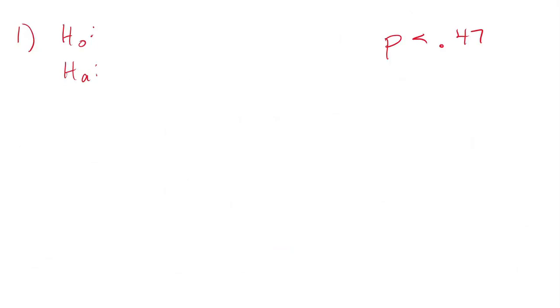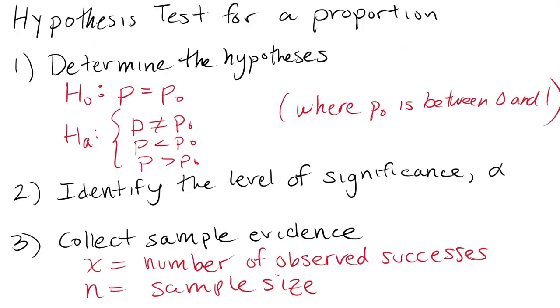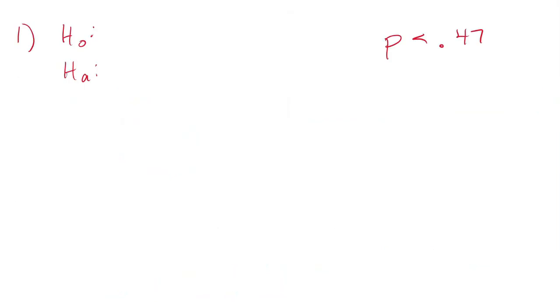Now, which hypothesis is that? It doesn't say in the problem, but we know because of our rules. The null hypothesis always has an equal sign in it. The alternative hypothesis is the one with the inequality, and so the claim that P is less than 0.47 must be the alternative hypothesis.